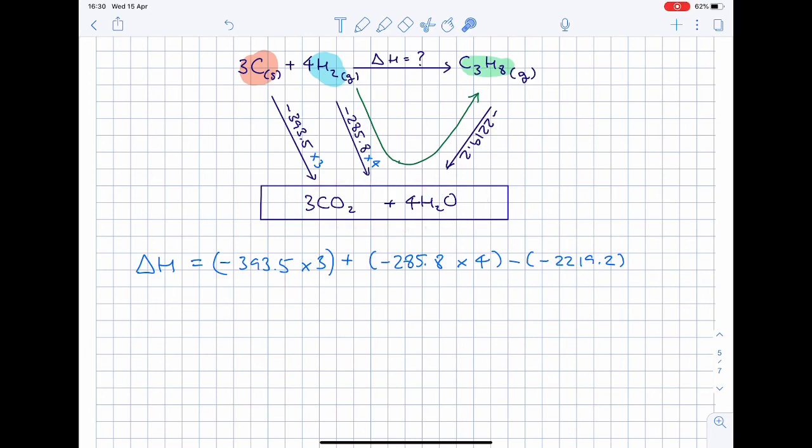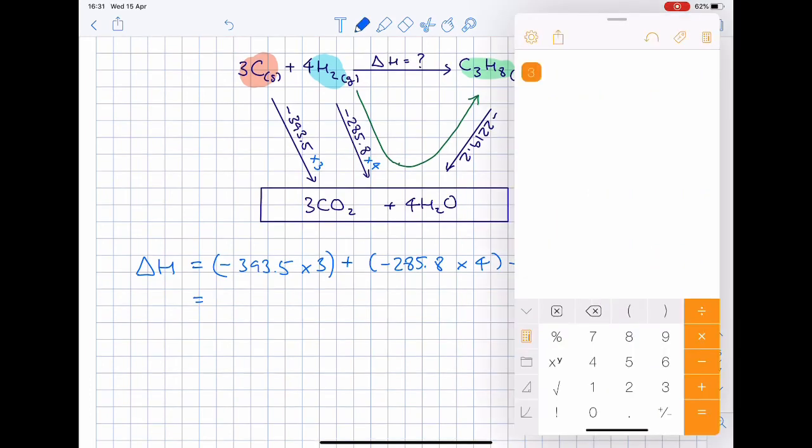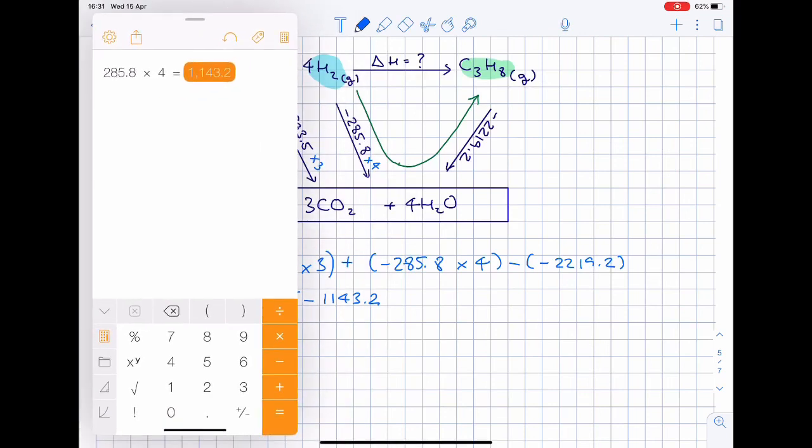So we've completed our workings out, and all we do is plug the numbers into our calculator to work out the enthalpy change of the reaction. So this is going to be 393.5 times 3, so that is minus 1180.5. And in this bit, we're going to have 285.8 times 4, so that is, well, plus and minus is a minus, that'd be minus 1143.2. And then finally on this side here, we just have 2219.2, and a minus and a minus is going to be a plus.